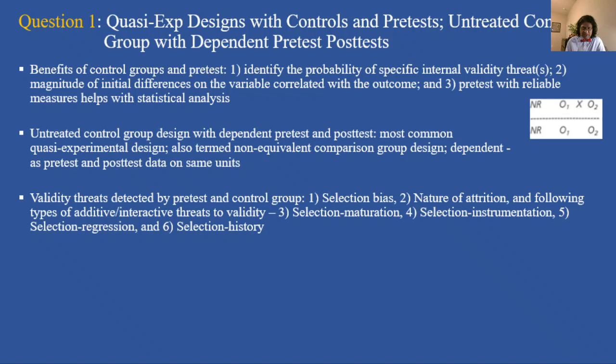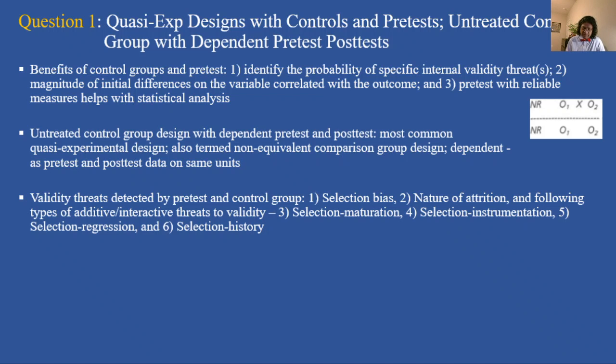One, selection bias, which is expected to be present due to the non-equivalent groups being used in the design, as we just discussed. Pretest allows exploration of the size and direction of the bias. It is important to note, however, that detection of any selection bias during a pretest is dependent upon the size of the bias. Absence of pretest differences in a quasi-experiment does not mean that selection bias is absent.